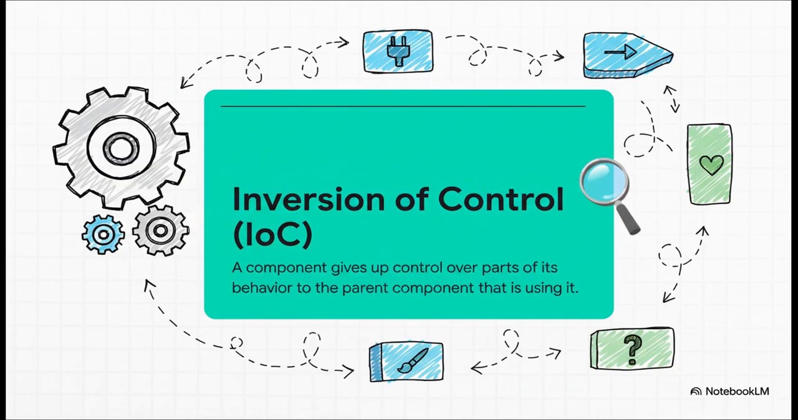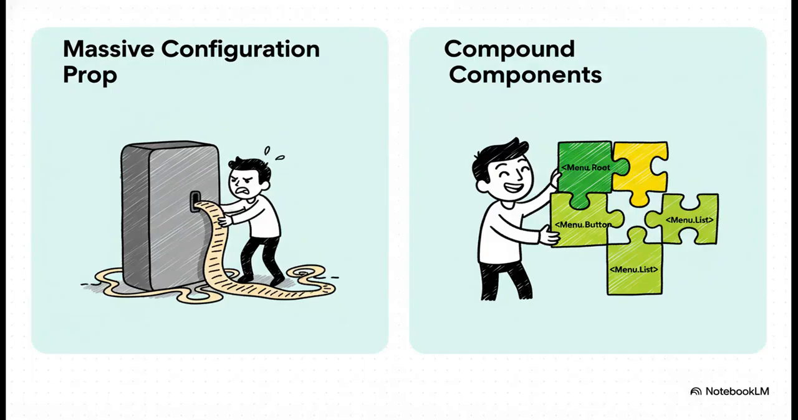Now, I know it sounds like a fancy academic term, but it's really a simple idea. A great reusable component actually gives up some of its control to the developer who's using it. You let them take the wheel a little bit. And this is so powerful because it lets them customize its behavior in ways that you, the original author, might never have even imagined. And the compound components pattern is the perfect example of this in action.